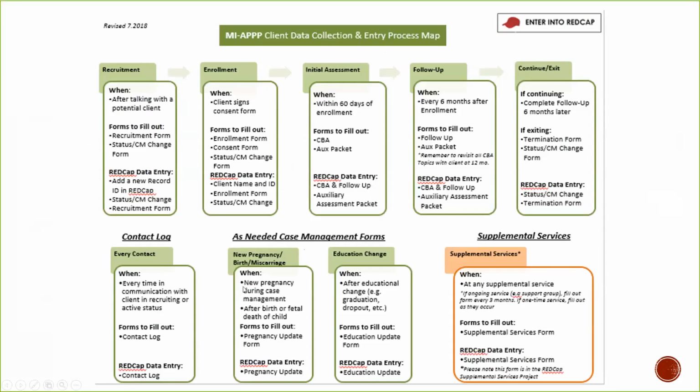Back to our process map. The next phase is the enrollment phase. During this phase, you and your client will fill out 3 forms together: the enrollment form, the consent form, and the status and case manager change. Each agency has its own consent form, and we just previously covered the status/case manager change form, so we will only be covering the enrollment form right now.